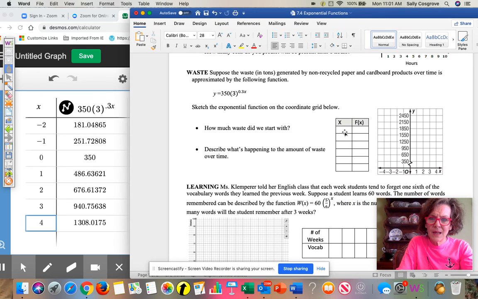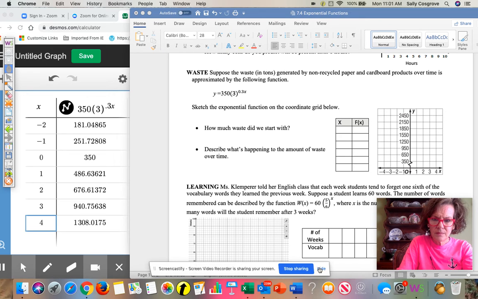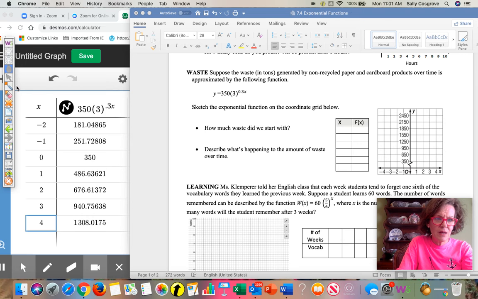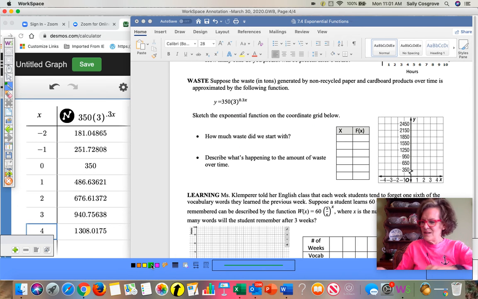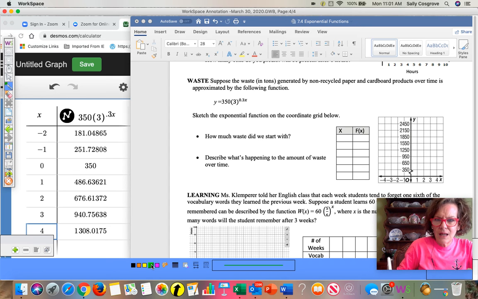So let me see if I can scoot this over. All right, what I'm going to do now is get my pen working. Let's see if I can get some better colors here, because right now I'm in orange. So let's go to green. Green is nice. All right, so we're going to sketch this.